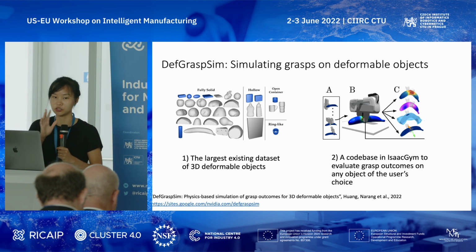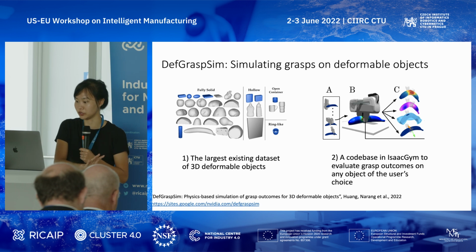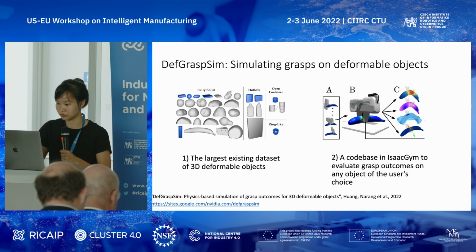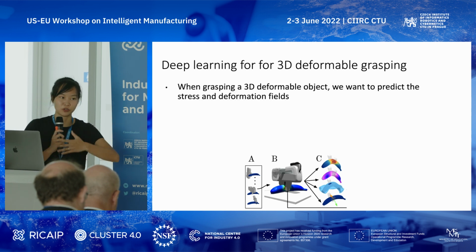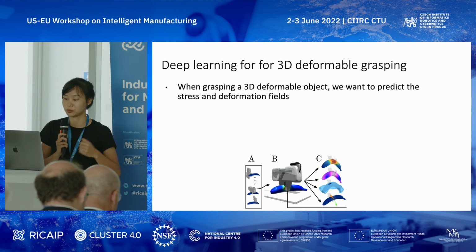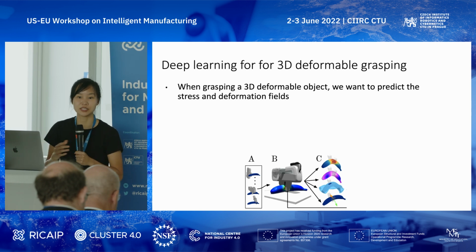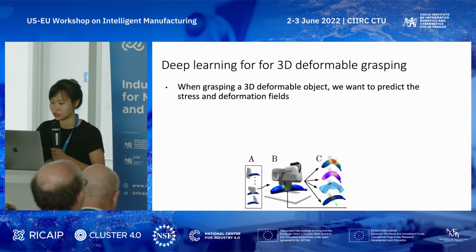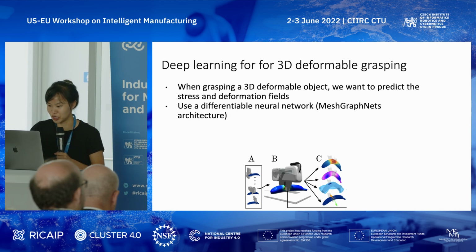So the next thing we tried to do is to speed this up. Instead of using FEM as the backend for the simulator, we explore using a deep neural network instead that would expedite the prediction process. When grasping a 3D deformable object, the most important quantities are typically stress and deformation fields because that would affect the permanent state of the object. So we can get these quantities already using simulation in Isaac Gym, but we wanted to see if we could get similar results using machine learning.